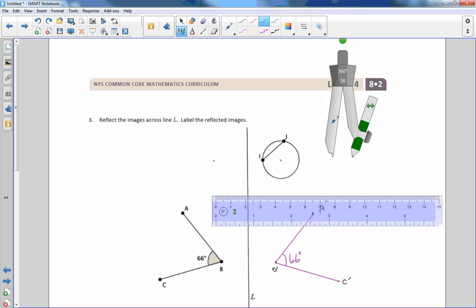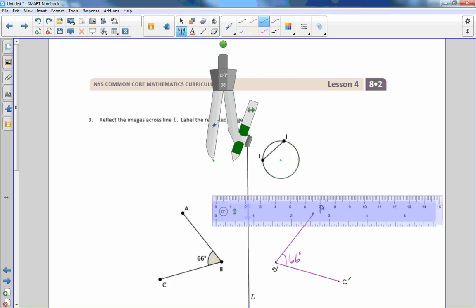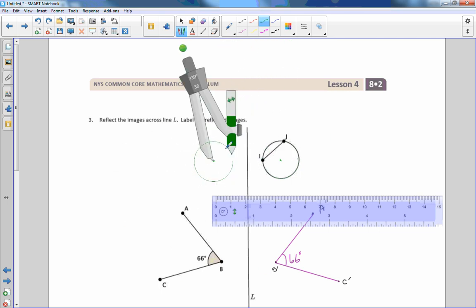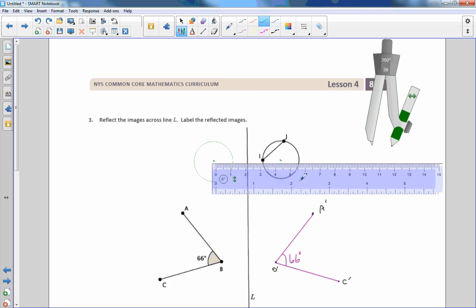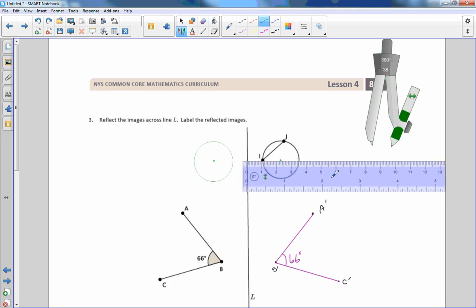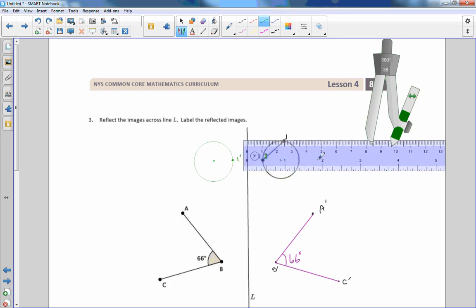Okay, so now I have my compass, and that is the center, and that's about the size of the radius. So I'm going to move this over here, and I'm going to draw my new circle here. So there's my circle. Now all I need to do is measure over how far this dot is from the line, and point I is exactly 1 centimeter. So if I move this to 1 centimeter, line it up and put my dot here, okay, that is I prime.